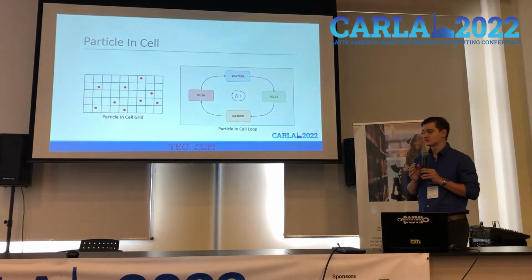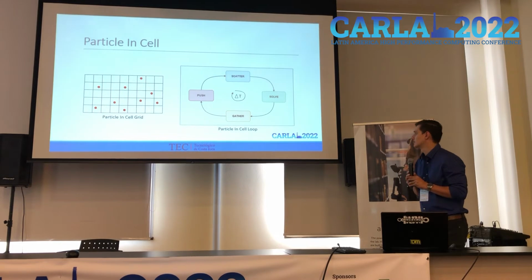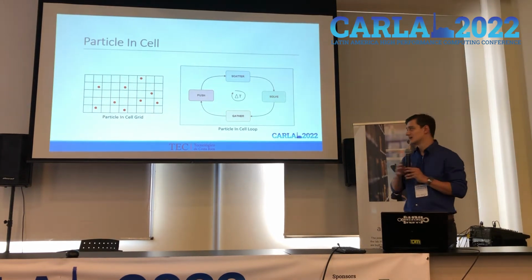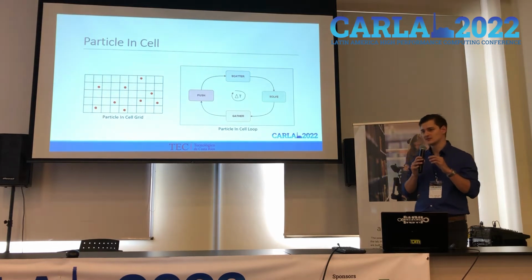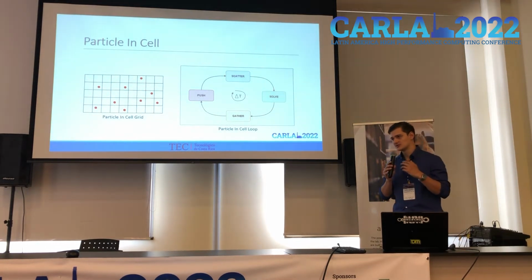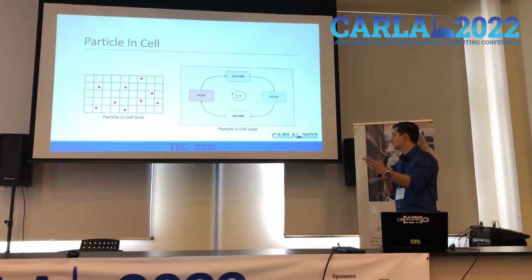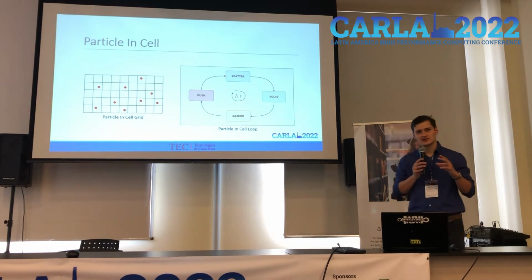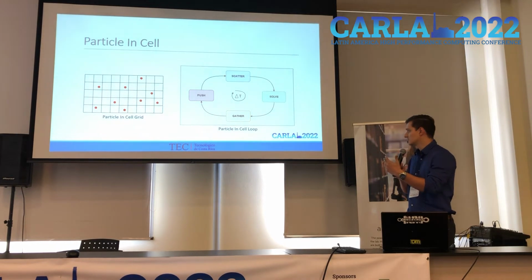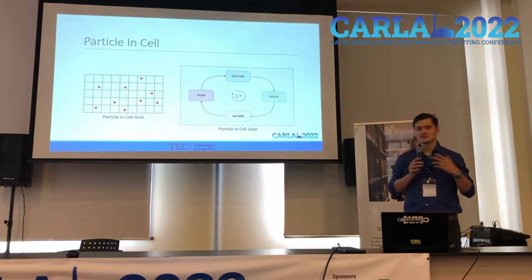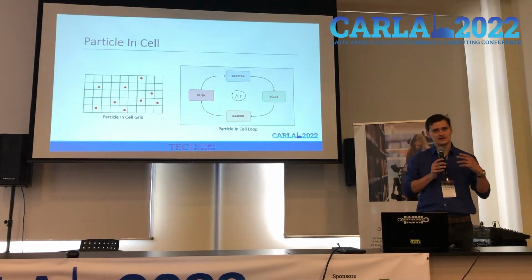Particle in cell uses a loop with 4 different operations. The scatter operation basically interpolates the position and velocity of the particle and then projects the charge and current density into the grid. In the solve operation, with all of these changes in current density and charge, you solve Maxwell's equations in order to get new values for the electromagnetic fields.